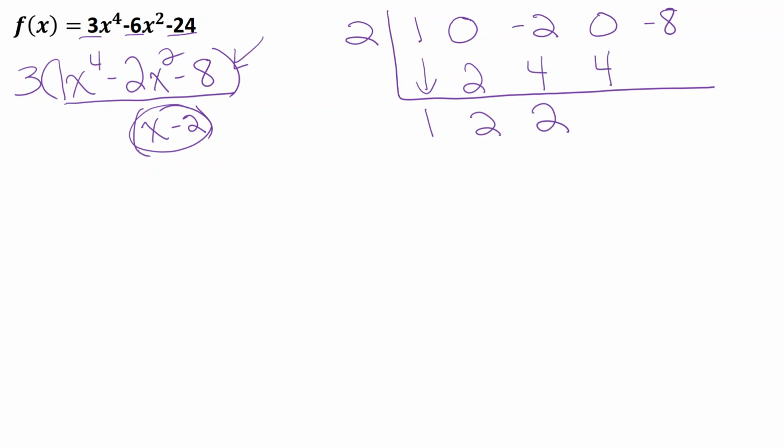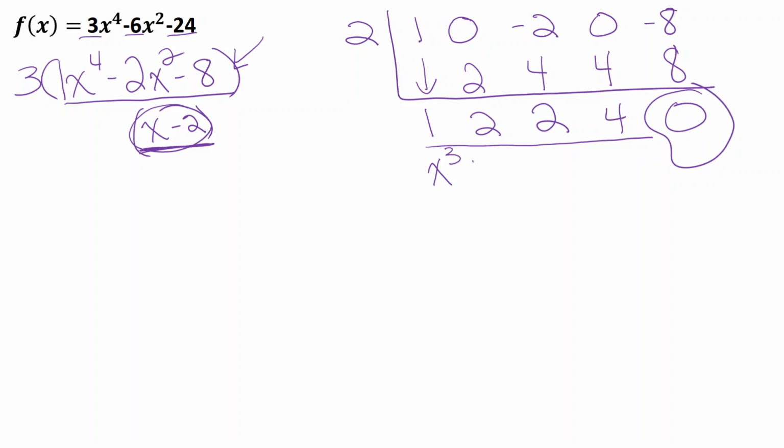Multiply, that gets 4. Bring that down. 2 times 4 is 8. Negative 8 plus positive 8 is 0. That is a factor. And so I know that x minus 2 is a factor. Okay, so what this answer here in our synthetic division, this was on your test. Remember, it's x to the 3rd plus 2x squared plus 2x plus 4.